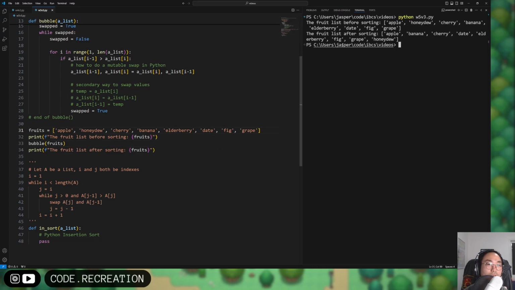And if we sort it, before sorting it will be apple, honeydew, cherry, banana, elderberry, date, fig, grape. Whereas after sorting, it will give us apple, banana, cherry, date, elderberry, fig, grape, and honeydew. So it will sort our names of fruits in order from A to Z, in alphabetical order.